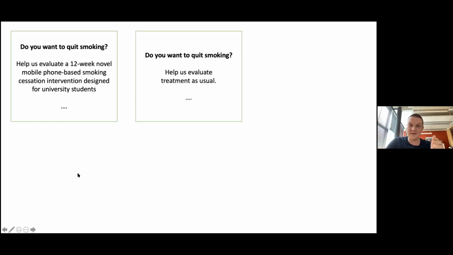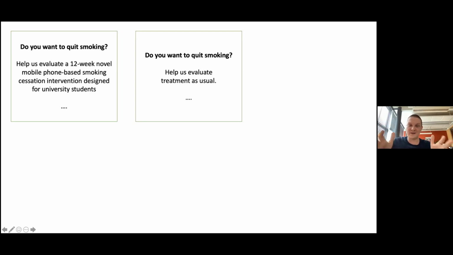Your conditional altruism is somewhere in the line of going, well, it's good for research, but it's probably going to be good for me as well, because I might get access to this nice and novel intervention that has been designed. And this is quite common. I see this all the time. I honestly do it myself. This is how we advertise our trials. We talk about the intervention, but really the other side is also there.